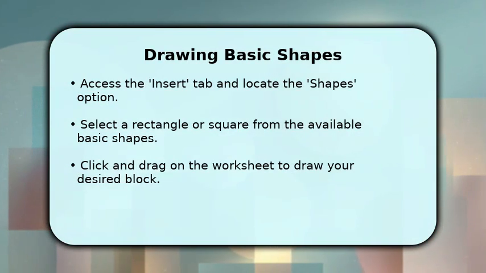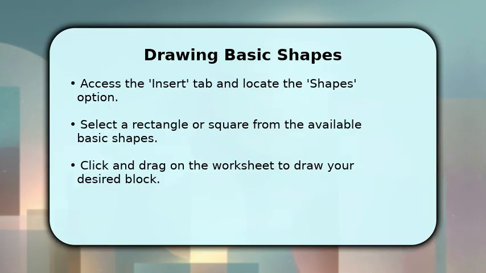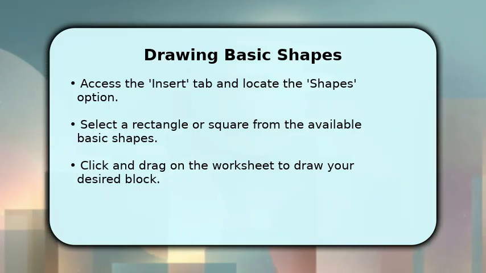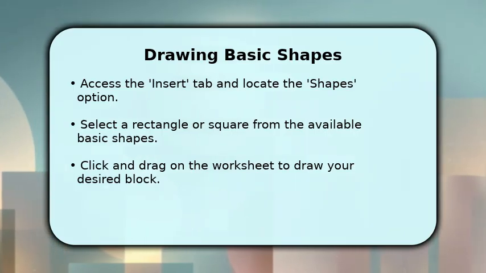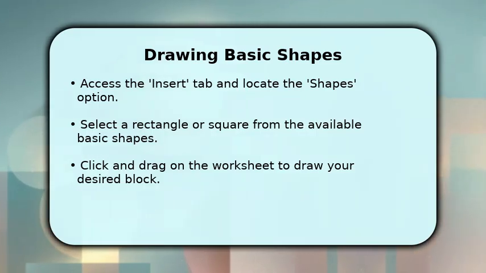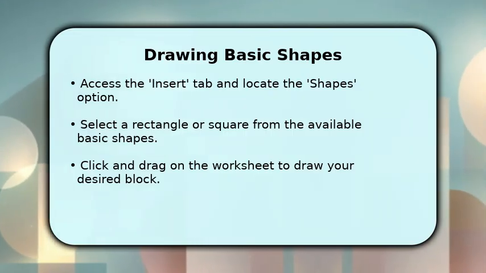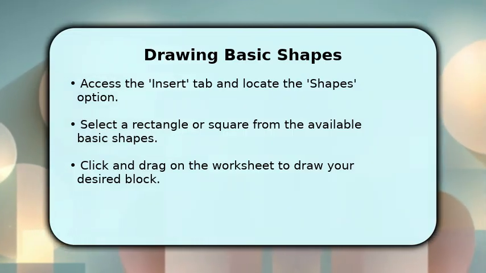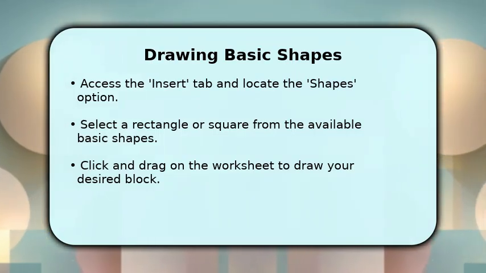To draw your first block, go to the Insert tab at the top of your Excel window. Look for the Illustrations group and then click on Shapes. A drop-down menu will appear, offering many different categories of shapes. For simple blocks, choose a rectangle or a square from the Rectangles section. Once selected, your cursor will change to a crosshair. Click and drag on your worksheet to draw the shape to your preferred size and location.